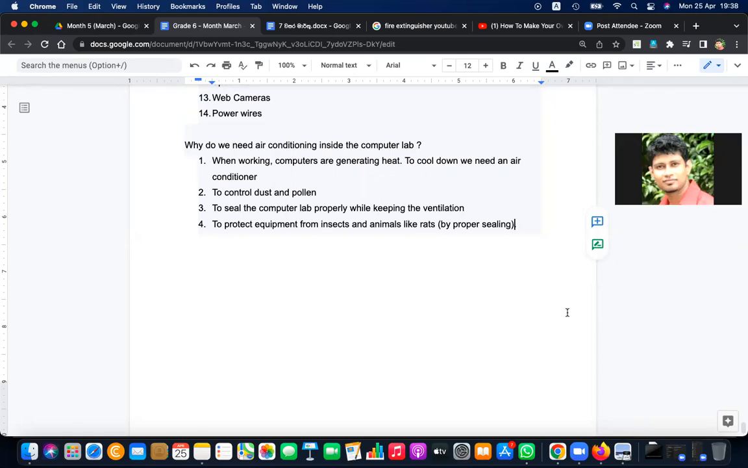Yes? Eyes will be damaged. Yes, if you look at the screen in a wrong way, or if you keep looking at the screen for a long time, there is a potentiality that you may get health issues related to your eyes. Anything else?